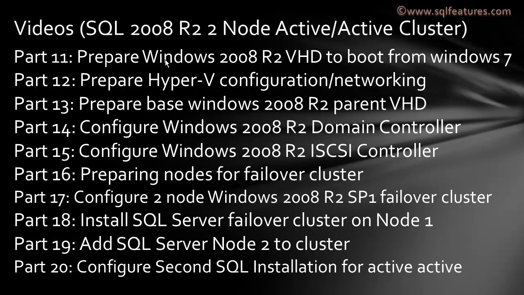With this we are done with part 11 of our SQL Server 2008 R2 two-node active cluster configuration, where we prepared a Windows 2008 R2 SP1 VHD to boot from Windows 7. In the next video we'll log on to Windows 7 and take the backup of this VHD to be used as a base drive, and the second thing we will do is log back on with the VHD and install the Hyper-V configuration.